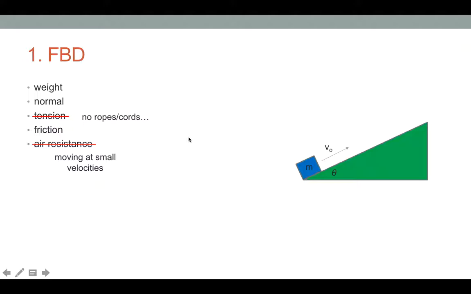We do need to worry about weight. That's vertically down, equal to mg. We do have a normal force, which is perpendicular to the surface. So in this case, that means it's up at an angle, not straight up opposite weight. And we have friction, and friction always opposes the velocity. So velocity is up the ramp, friction is down the ramp. In addition, this friction will have to be kinetic friction because the block is moving. So those are our forces.